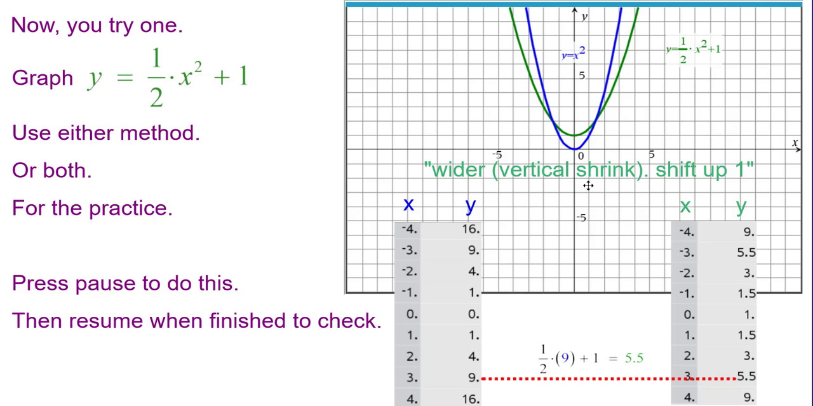So this is our graph here. We also include the table y equals x squared in blue, the green graph table here, and you can see that 1/2 the y plus 1 is the y coordinate on the green.